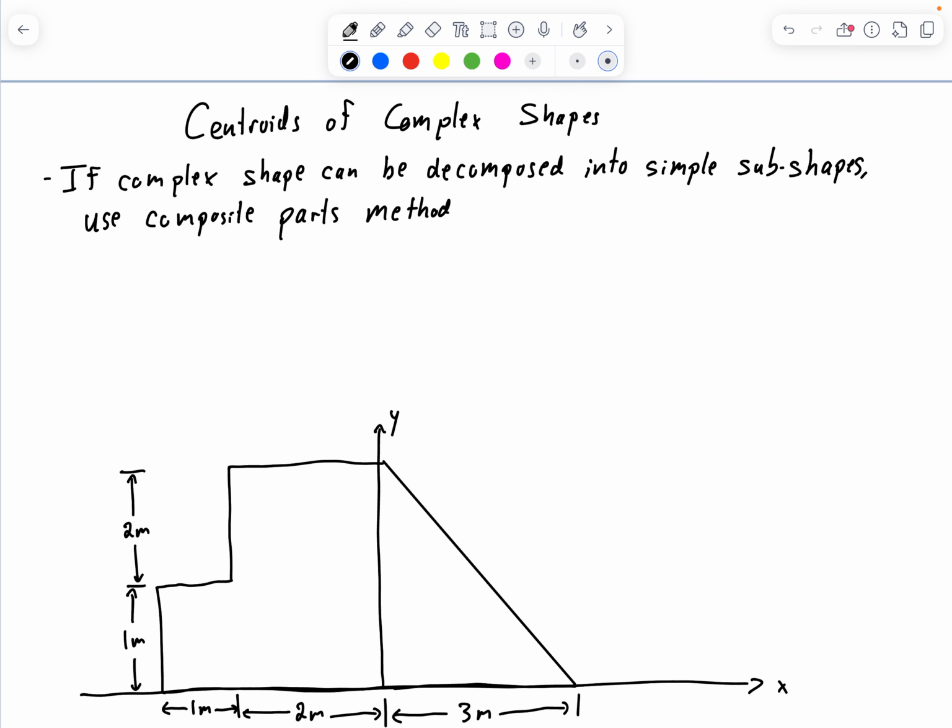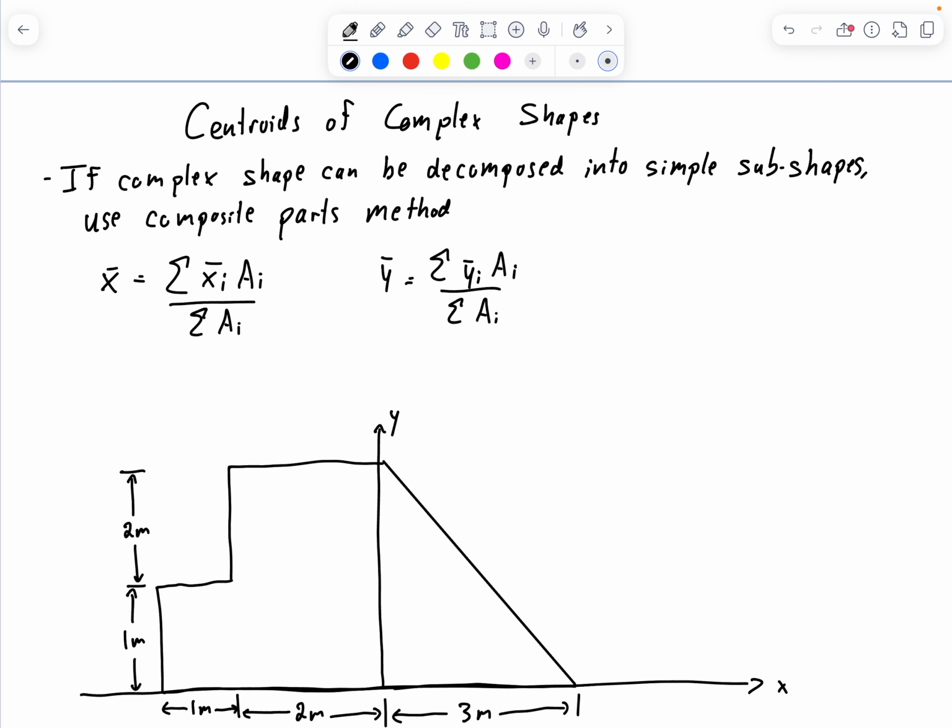So in this technique, we say that x bar, which is the centroid of the entire shape, is equal to the summation of xi bar times ai over the summation of a sub i, and y bar, which is the y centroid of the entire shape, is equal to the summation of yi bar ai over the summation of a sub i.